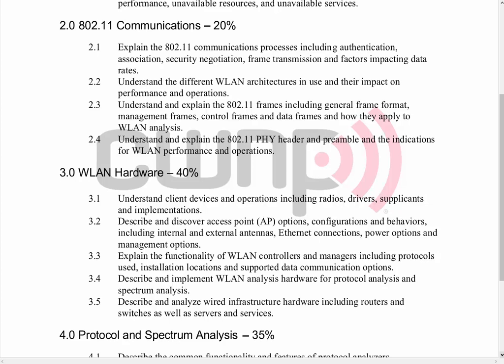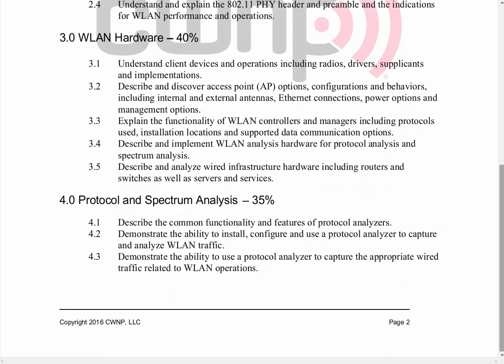And then finally, the fifth sub-objective is describe and analyze wired infrastructure hardware like routers and switches, as well as servers and services. So we need to understand, again, from the perspective of supporting our wireless LAN, what on the wired side is important for us to know. This, of course, includes DHCP, DNS, things like this. So we need to make sure that we understand those components too.